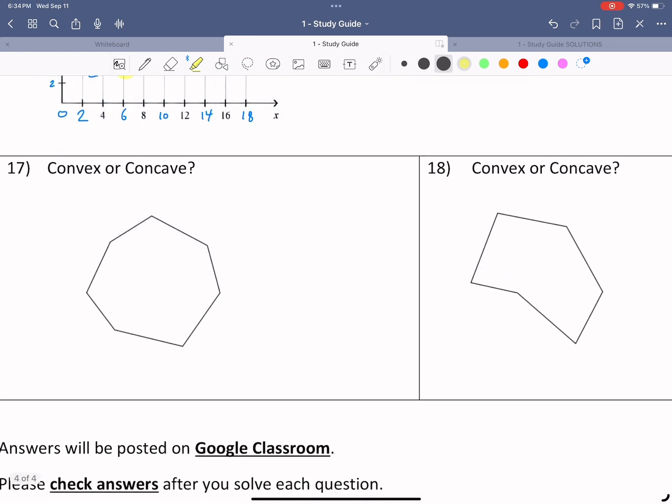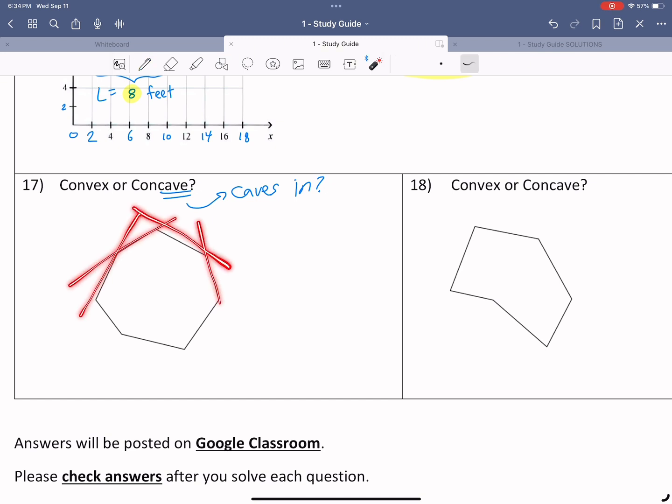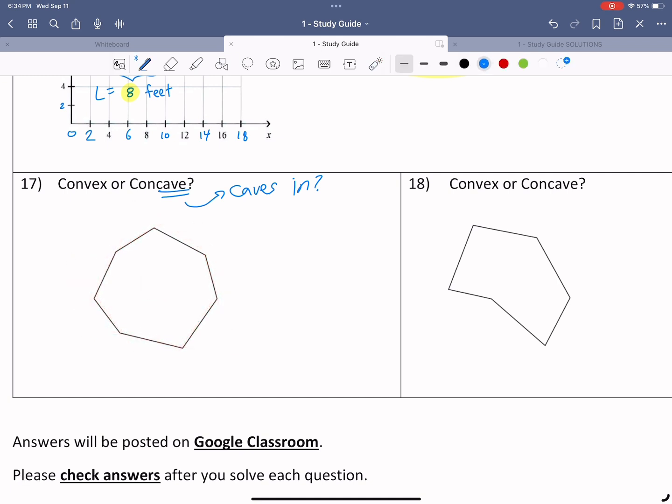Convex or concave? Let's speed run this. Remember, concave, I think of it like it caves in. Does it cave in? Does it create this little tiny ridge? Let's see. If you were to draw a line, does it cut through the shape? No. So this is clearly not concave. It does not cave in. This is convex. Simple as that.